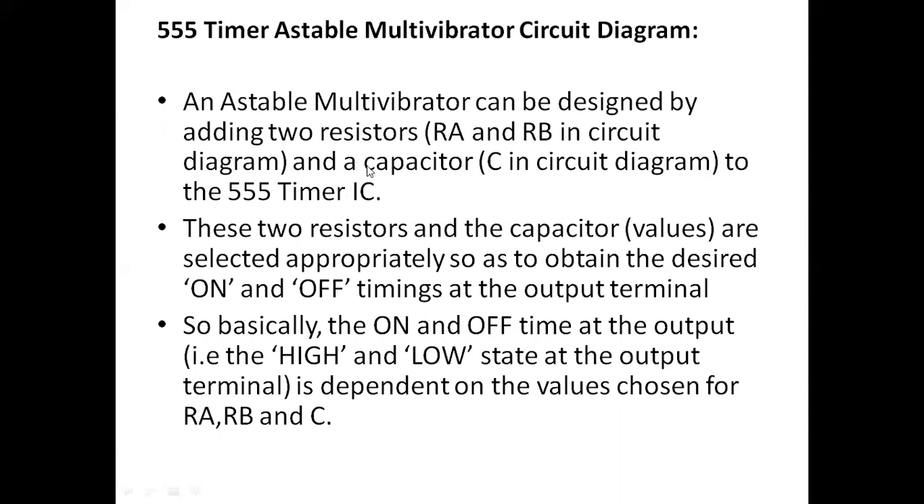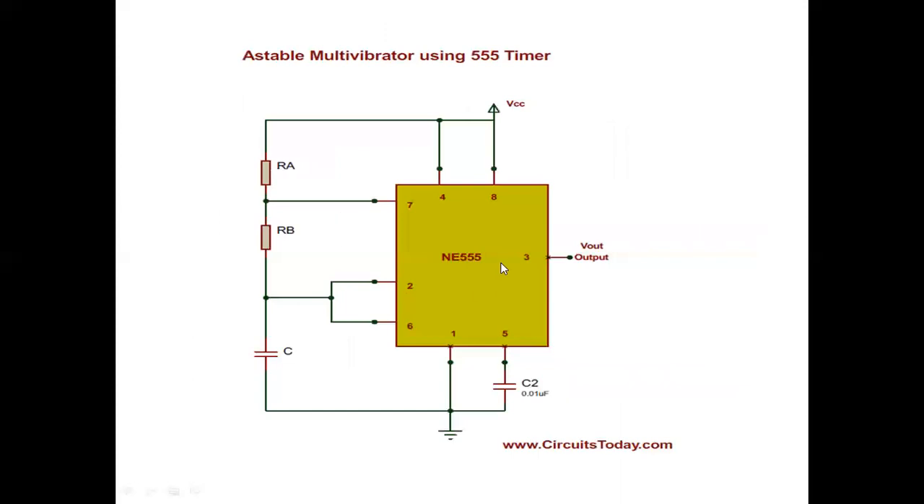Next, a 555 timer as an astable multivibrator. If you connect the 3 components RA, RB and C to the IC555 timer in a proper manner, that means if you select the values appropriately in order to obtain the on and off timings of the output voltage, then the IC555 timer can act as an astable multivibrator. So this figure represents the pin diagram of an astable multivibrator. Here we are connecting 3 components externally to the IC555 timer.